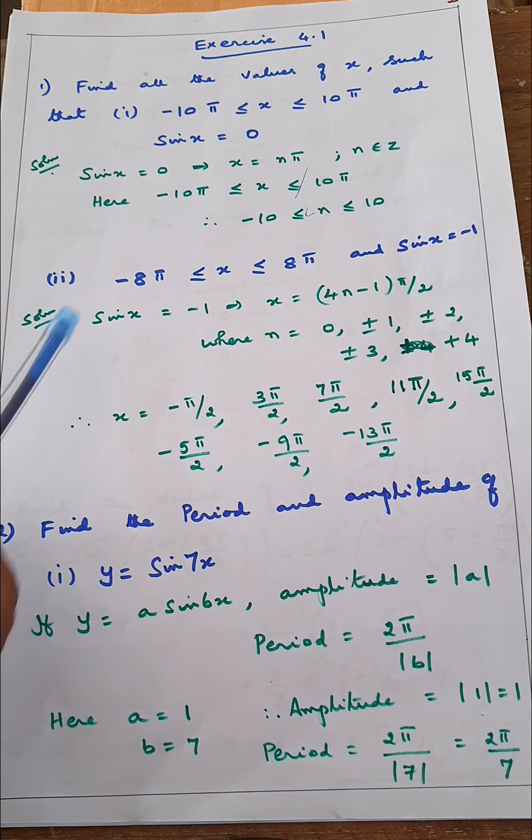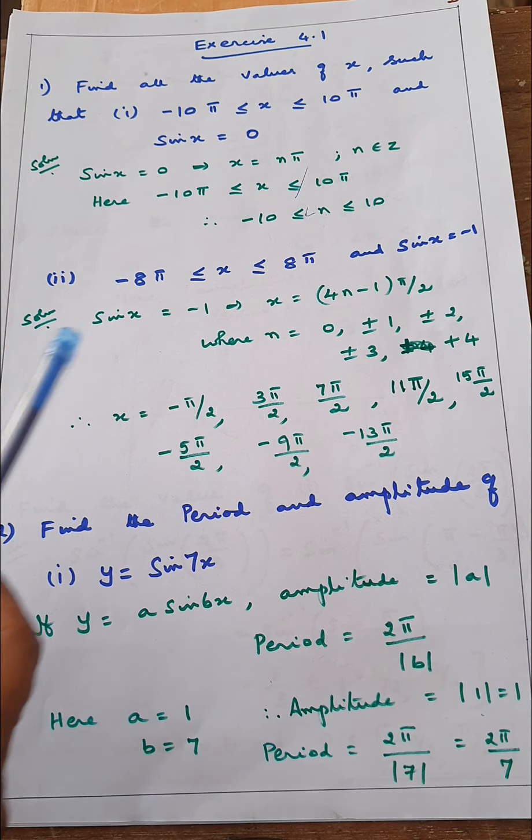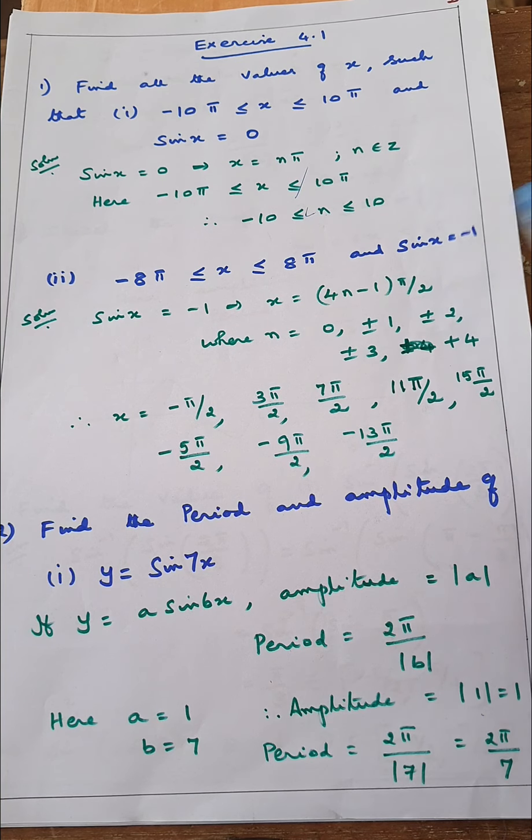Next, subdivision 2, find all the values of x such that minus 8 pi less than or equal to x less than or equal to 8 pi and sin x is equal to minus 1. So here sin x is equal to minus 1, we all know the solution. x is equal to 4n minus 1 into pi by 2. How? You know that sin pi by 2, sin 90 is 1 and sin of minus theta will be equal to minus sin theta.